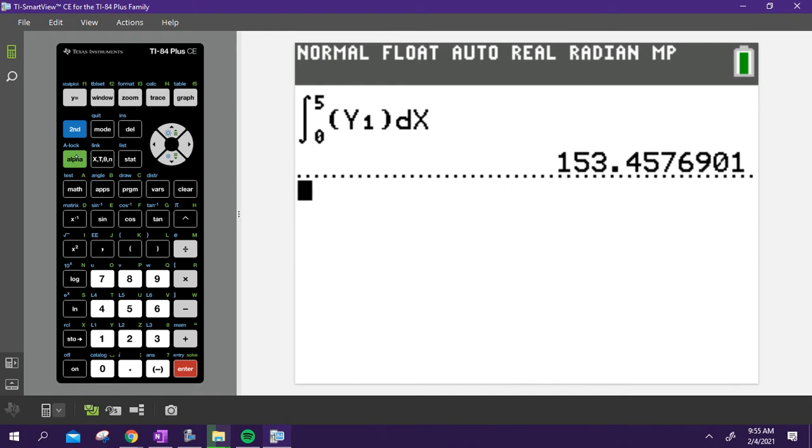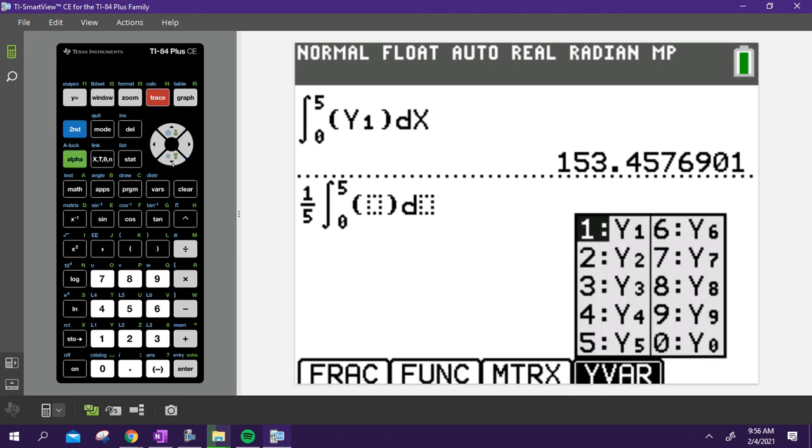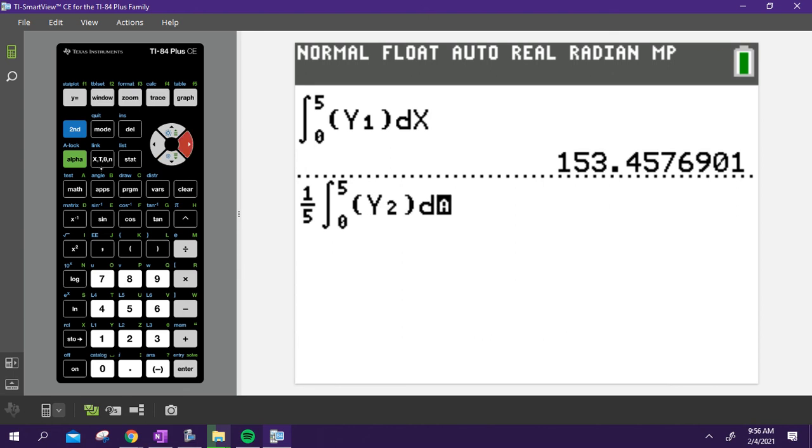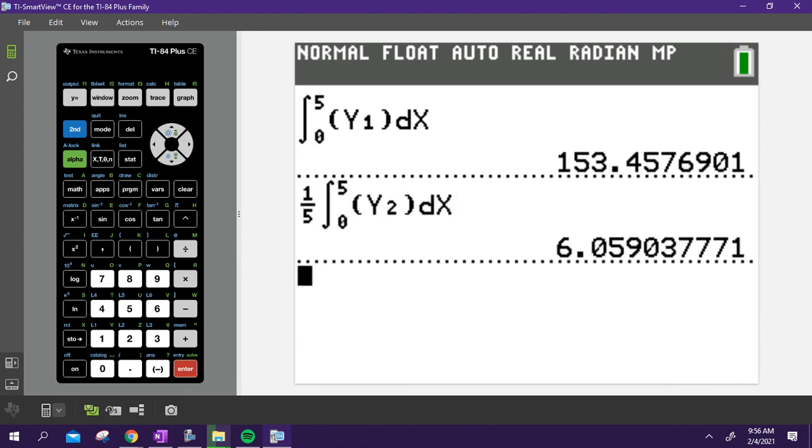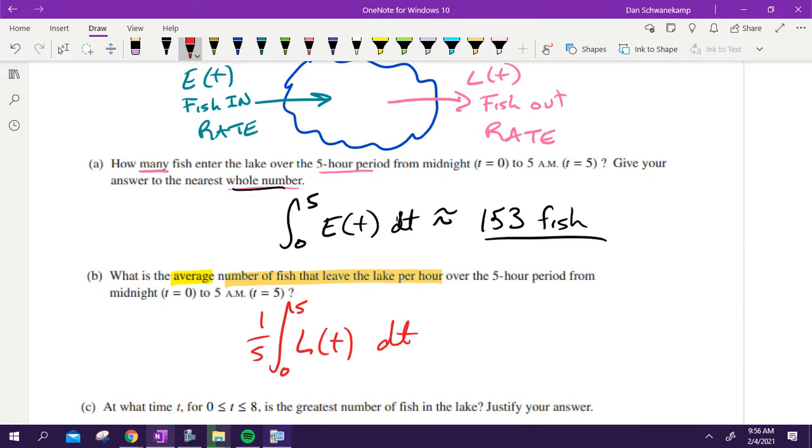Okay, so in my calculator, I like to use the fraction button. So I went alpha F1, 1/5. I'm integrating math 9 from 0 to 5. Which equation am I plugging in inside the parentheses here? Y2, because I saved my L of t as Y2. dt, hit enter. 6.059 is my answer here. That right there, that is fish per hour, because that's what it told. I started with fish per hour, and I found the average value of it, so it's going to still be fish per hour.